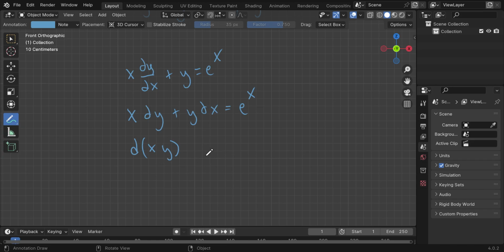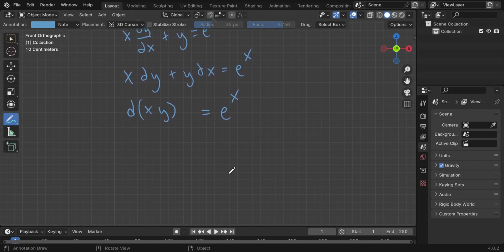So now I'm going to rewrite the equation like so. That's helpful because if I integrate both sides, the integral of a derivative and the derivative just cancel each other out, leaving just x times y is equal to the integral of e to the x, which is just e to the x plus some constant.